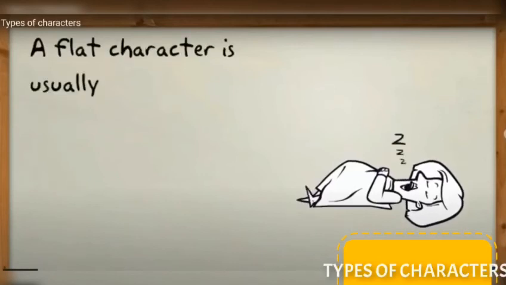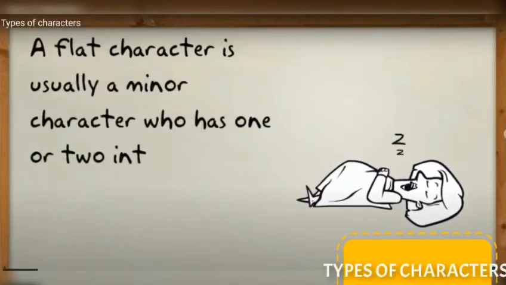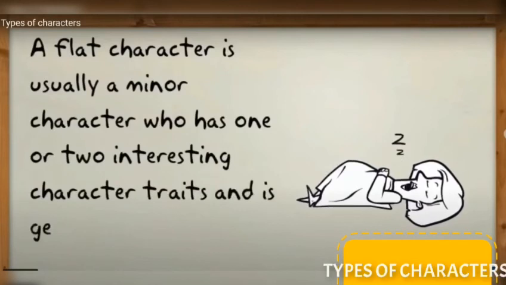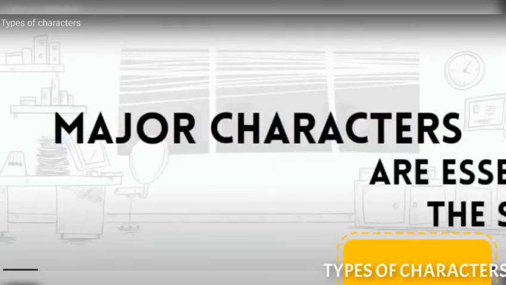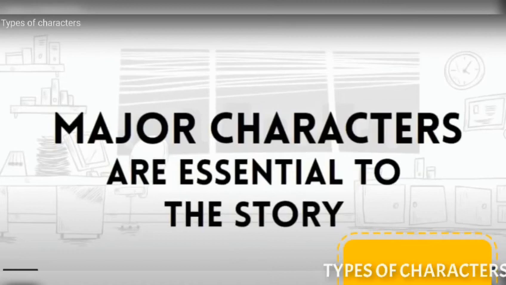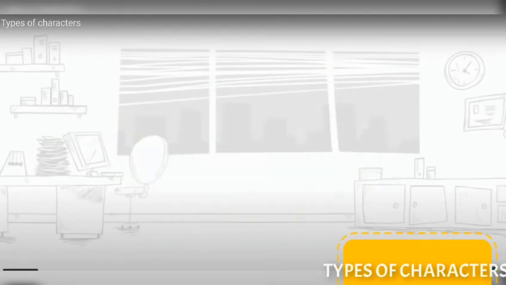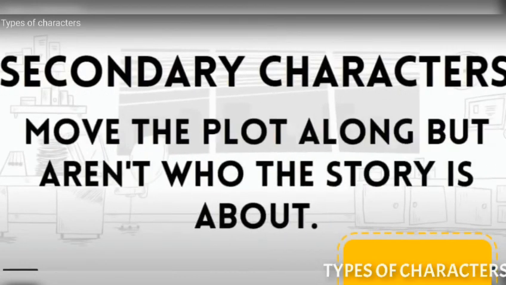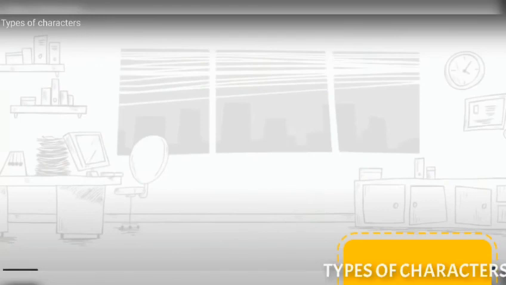Then we have flat characters, who are usually minor characters with one or two interesting traits. Finally, we have to divide characters into major characters who are central to the story, and then secondary characters that move the plot along but aren't who the story is about.